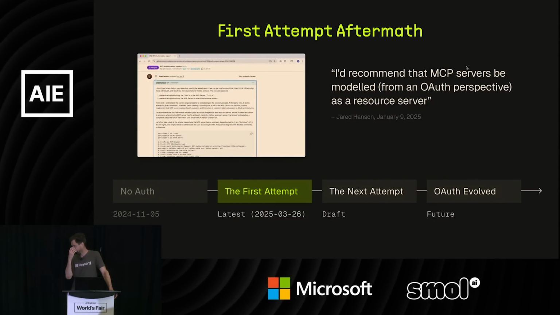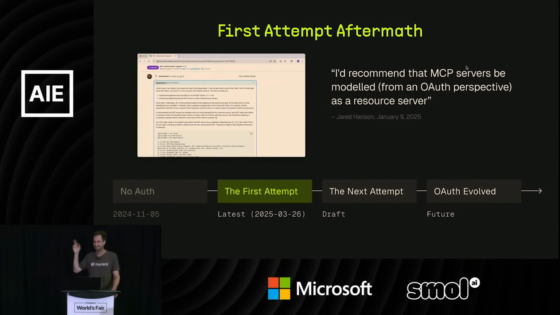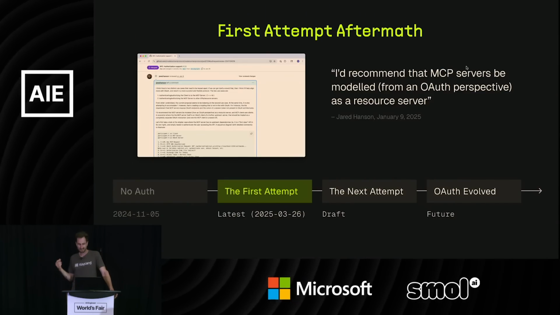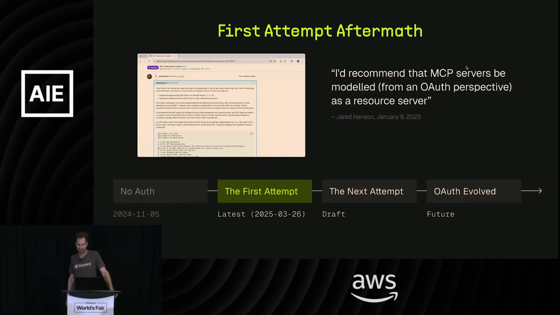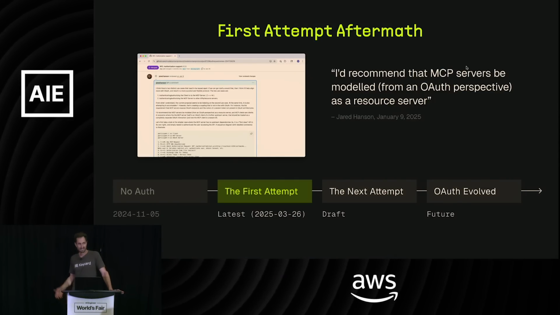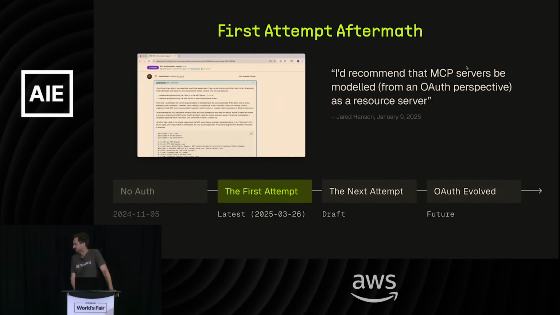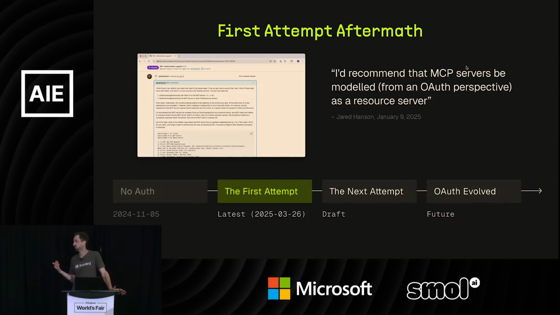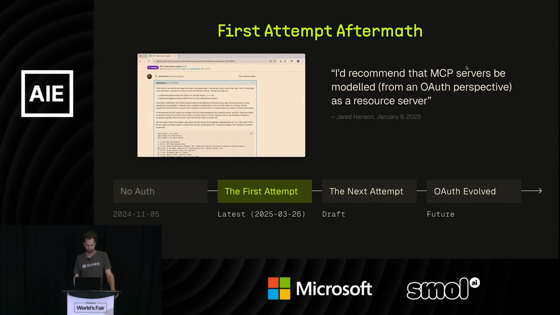Now, I'm not usually one to say, I told you so, but all the way back in January of this year, I commented, as a review for the specification, I was like, hey, I recommend we model MCP servers as resource servers from an OAuth perspective. I'm not quite sure where that got lost. It didn't get picked up. But in any case, we fixed this problem. And one of the reasons I'm here is to tell us all more about OAuth things that we need to pay attention to in order to avoid this problem in the future.